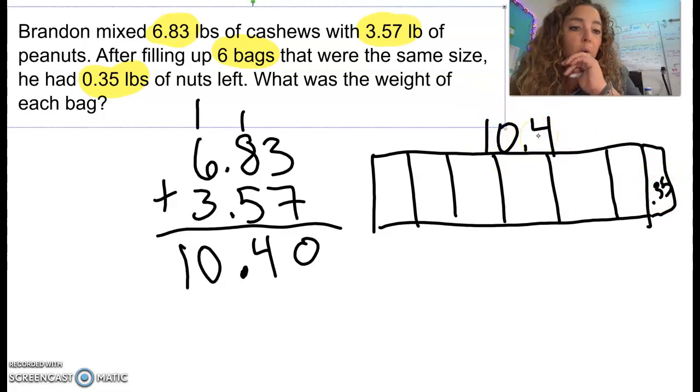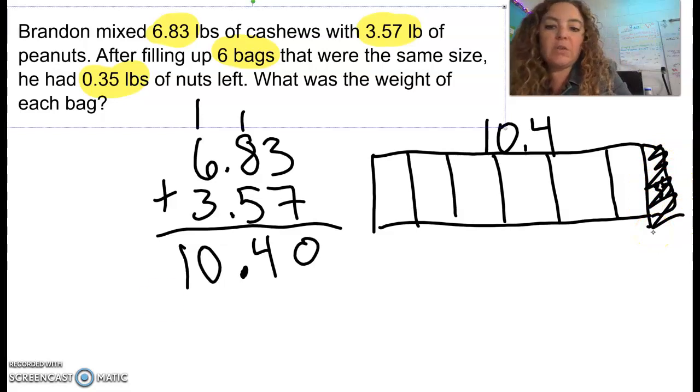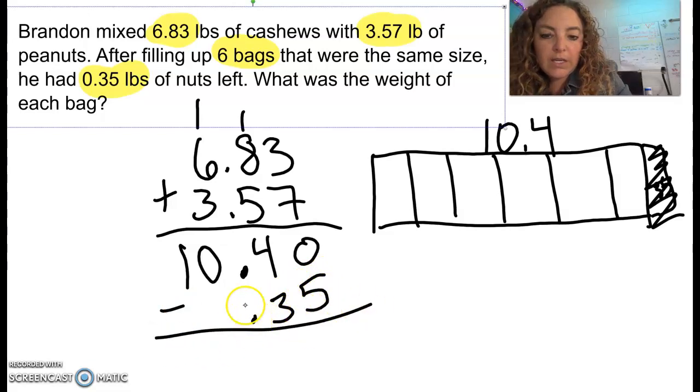Okay, so what I want to do first is I want to just take this off. I want to like get rid of it. Like we know that's going to be left over, so let's just remove that to start out with. So we're going to do some subtraction and we're going to take away 35 hundredths. Line up our decimals, okay? We're going to have to do some borrowing.